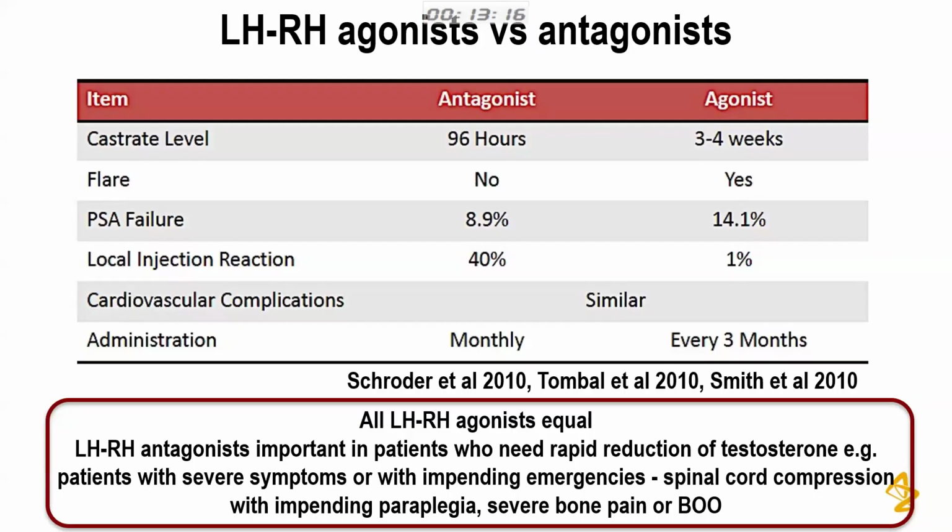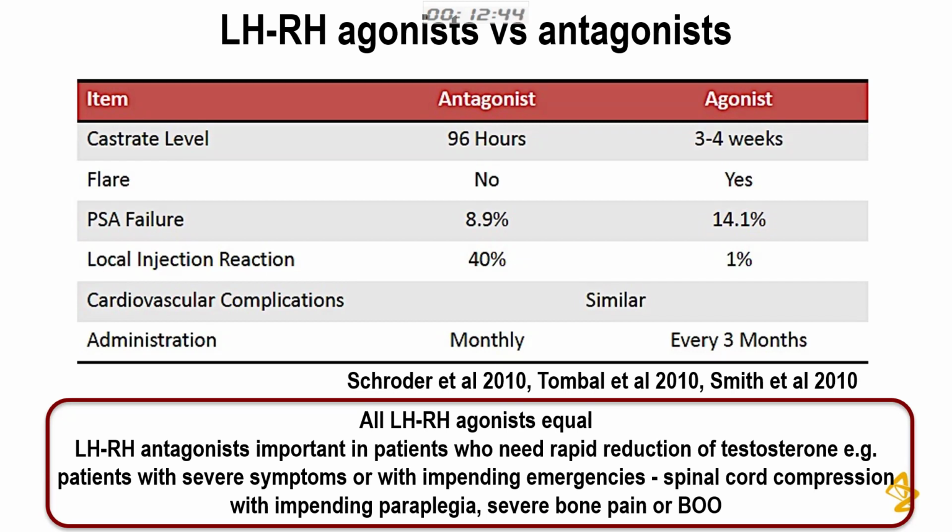As we have discussed since morning, the time to reach the castrate level is different with the agonist and antagonist. For the agonist, it's around 3 to 4 weeks, and for the antagonist it is quite less, 96 hours. So when we need a quick response, and when we cannot afford a flare, the antagonist is used compared to agonist. And the rate of PSA failure is also lower with antagonist compared to agonist. Other things we'll discuss subsequently.